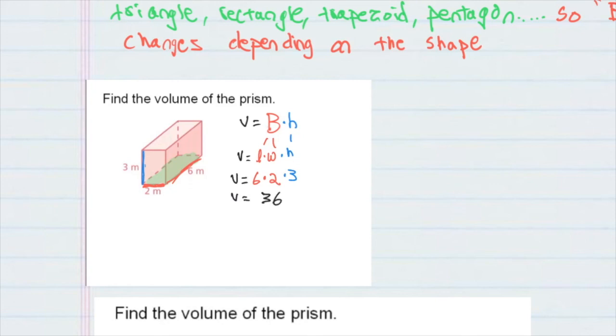Now this part's important too. When we talk about volume, that means we're doing cubed. We have this length in meters, this length in meters, this length in meters. Since we have 3 meters that we're multiplying together, it's 36 meters cubed. That would be the final answer: 36 meters cubed would be the volume of that prism.